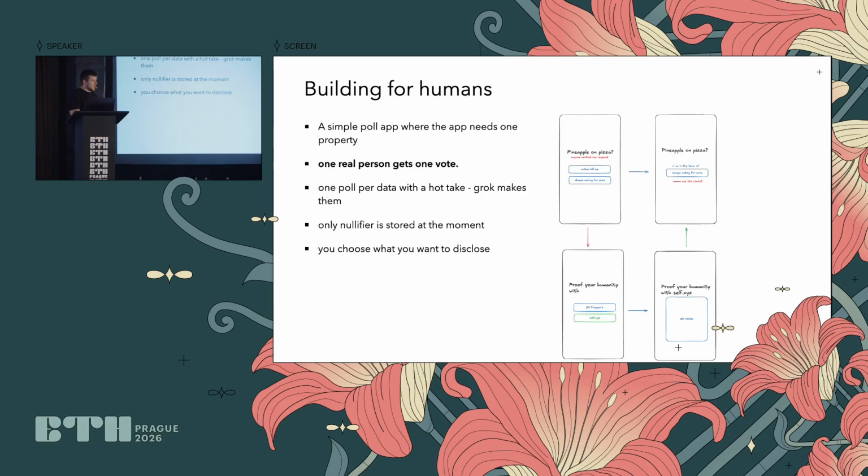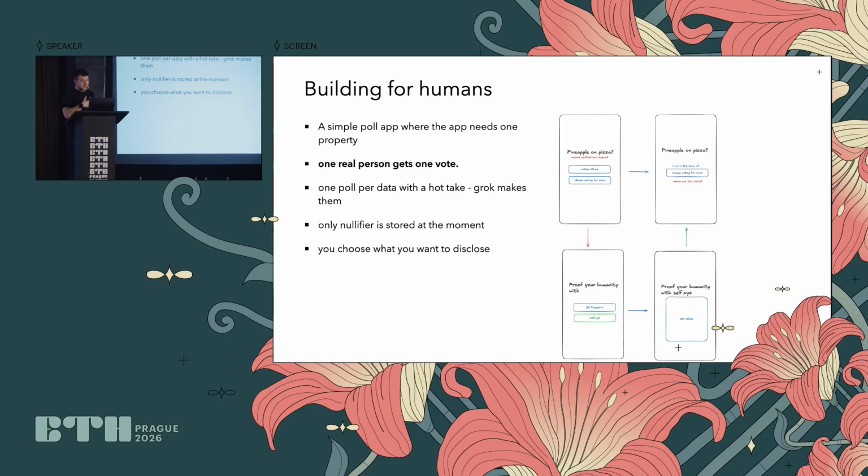So we were thinking about how to make this catchable, because it's hard to imagine what to do with X511. And we are now trying to build a small app for humans. It's a simple poll app where the app needs one property: if the person is real, he or she gets one vote. But the whole point of the app is one poll per day with a hot take.